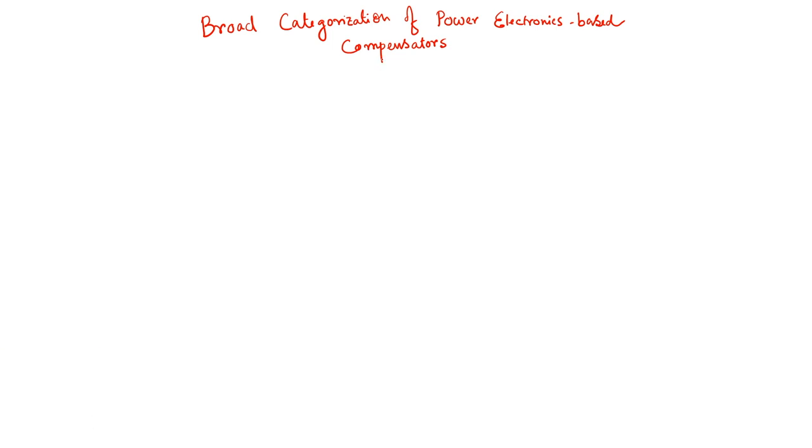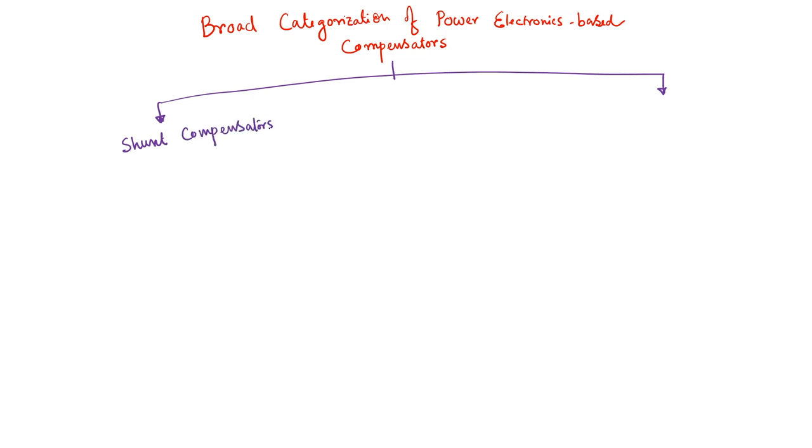Okay. So, if we categorize this power electronic based compensator into two groups, one will come under shunt compensators, another will come under series compensators. This is something you have learnt so far.